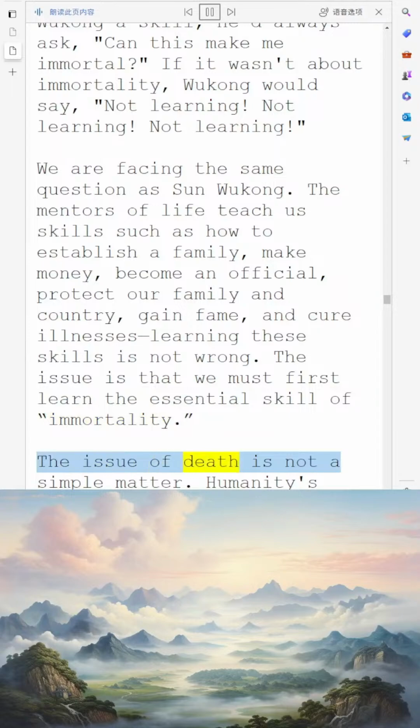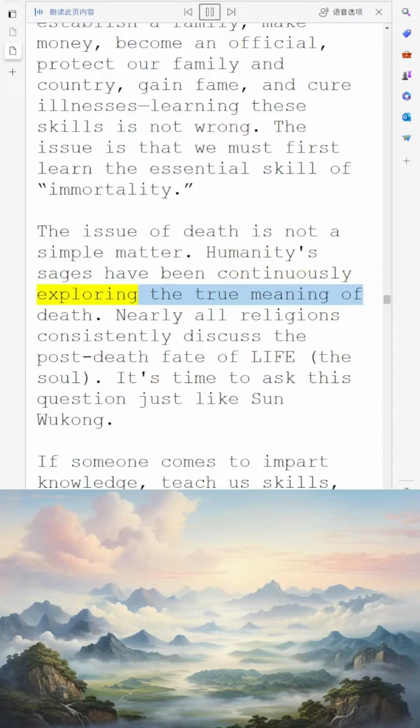The issue of death is not a simple matter. Humanity's sages have been continuously exploring the true meaning of death. Nearly all religions consistently discuss the post-death fate of life, the soul. It's time to ask this question just like Sun Wukong.